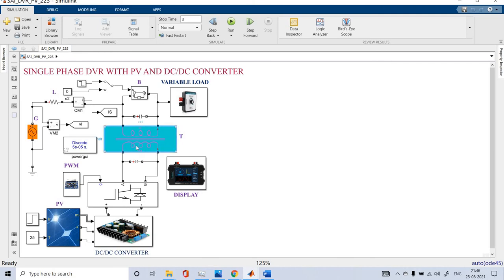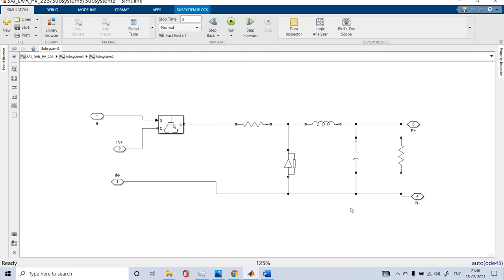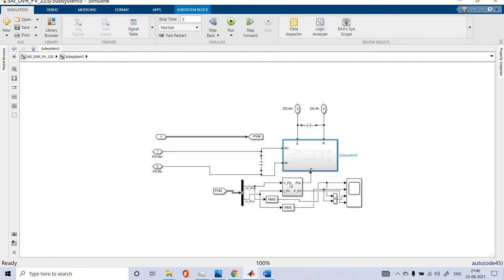Again, this series transformer is connected through the inverter. The inverter input is a DC source obtained from the DC to DC converter. This is the DC to DC converter. We are utilizing a simple buck converter.